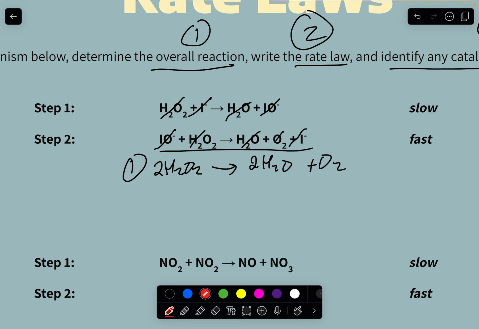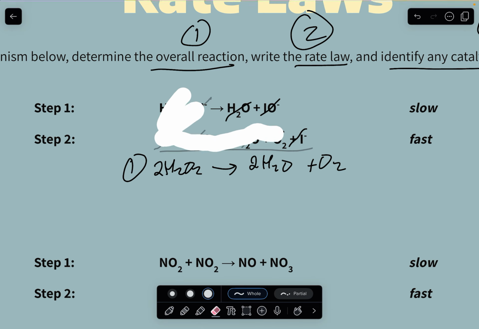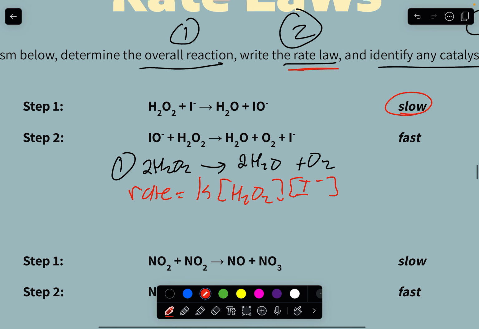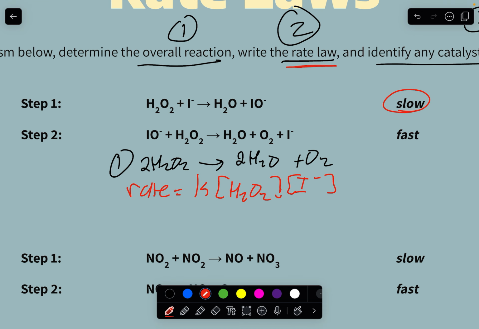Our rate law, so let me erase this, because we don't need that anymore. Our rate law is going to be based on our slow step. Okay, so our reactants are H2O2 and I minus. So rate equals k times H2O2 times I minus. Okay, so if we're talking about this rate law, they're both to the first power, so our overall order is going to be second order.